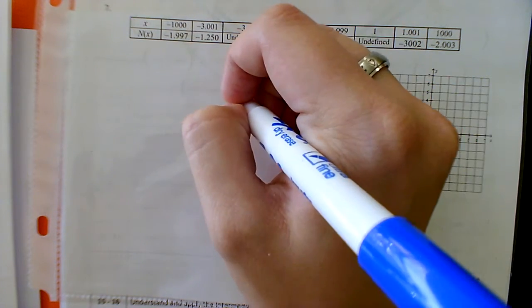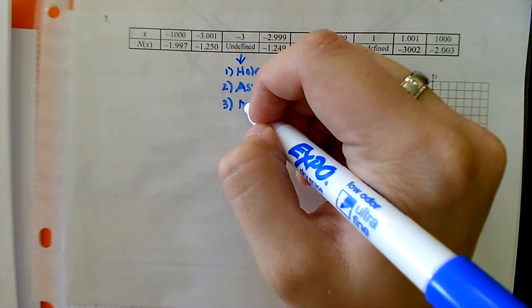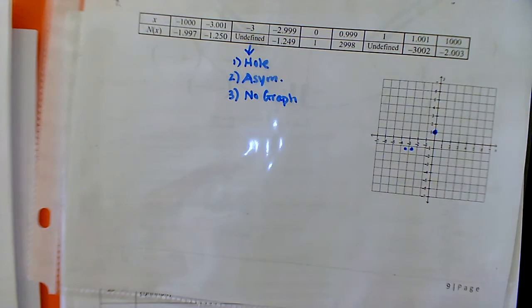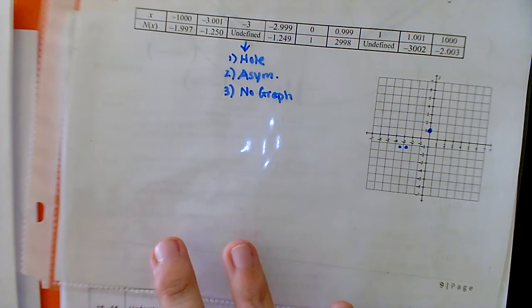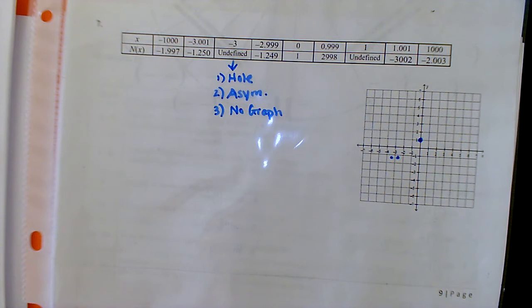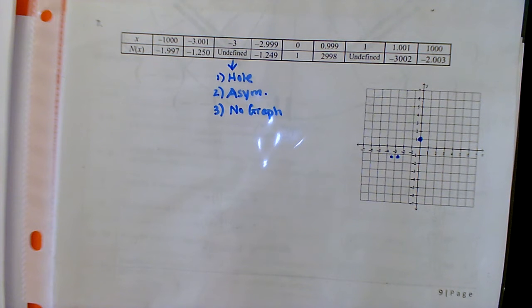And what was the third one, Daniel? The graph could just not go there. Maybe the graph just doesn't go that far. Okay? So whenever something's undefined, one of those 3 is going to happen. So we have to try to determine what is going on at negative 3 and what the heck is going on at 1.